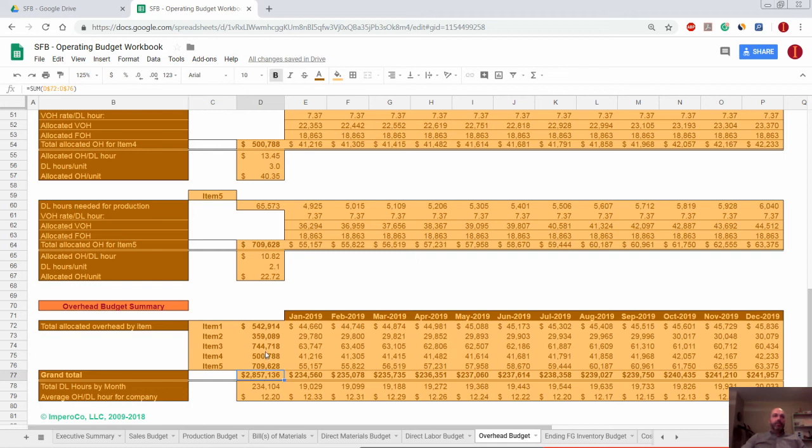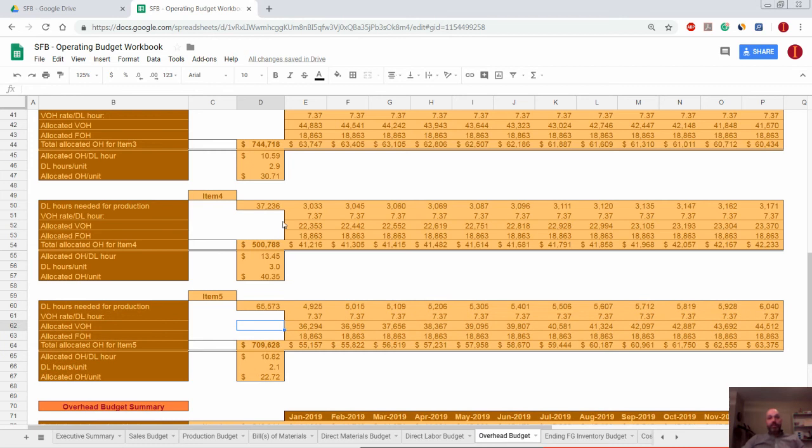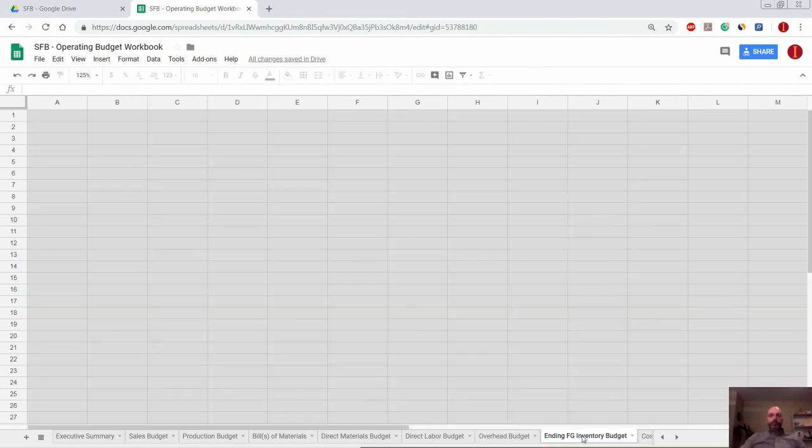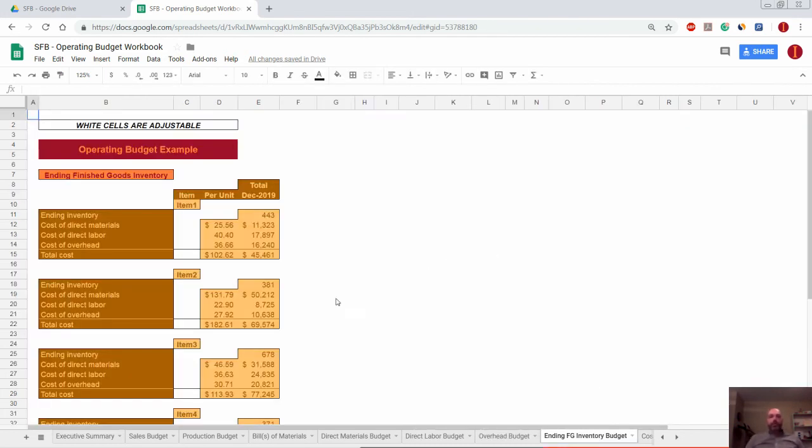I would guess it's because I do use rounding in some of my calculations, like I'm rounding the allocated dollars per hour here, and that's probably why it's not spot on. That does bother me though, because I like things to be exact. Alright, so direct materials, direct labor, and overhead are addressed.